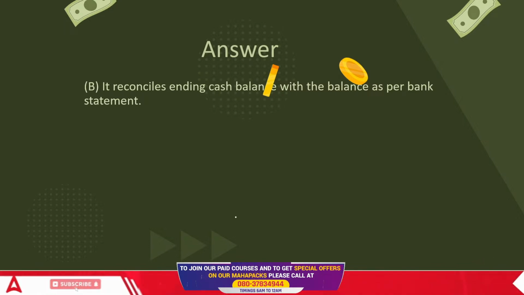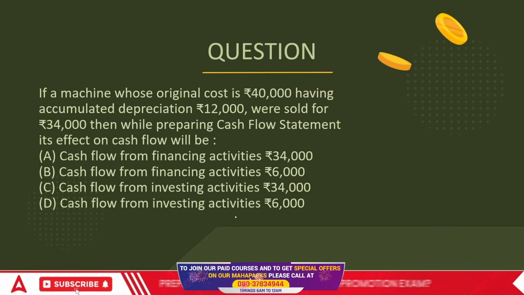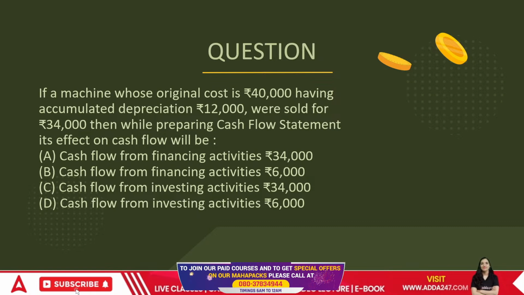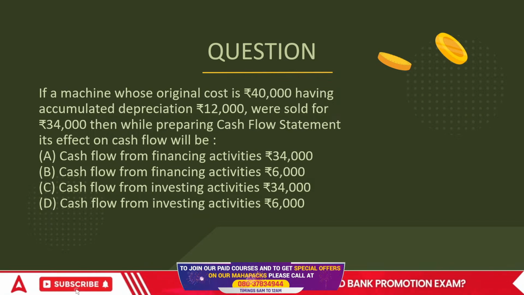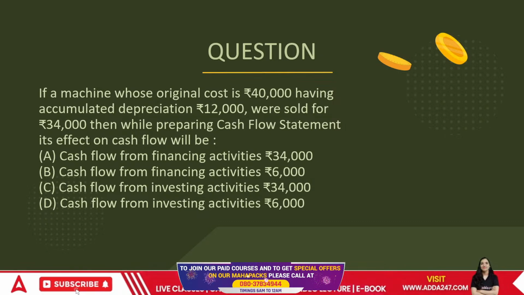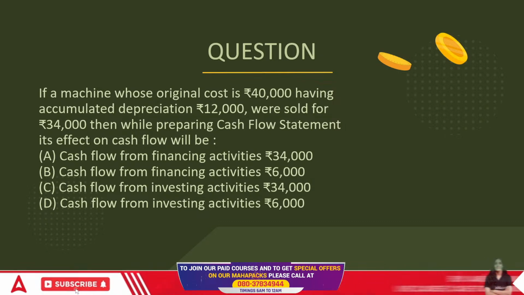So after this, what next do we have? Here comes the next question, everyone. There is a machine worth rupees 40,000 which has depreciation already included in it. This was sold for 34,000. It doesn't matter for what amount it was sold. This amount is there, we are receiving it now. That means the organization is having a cash inflow. Simple rule.